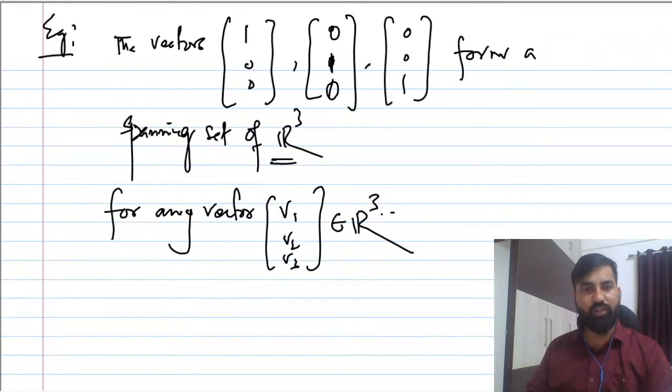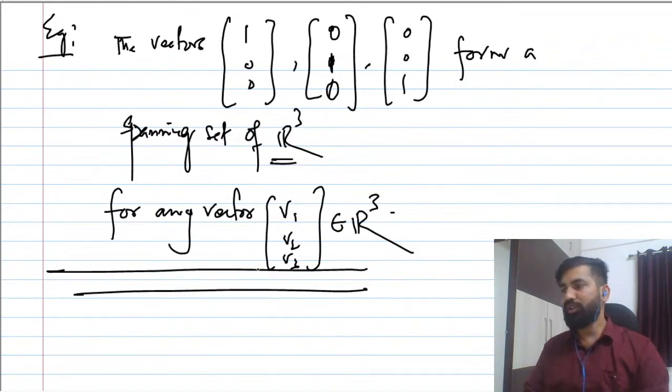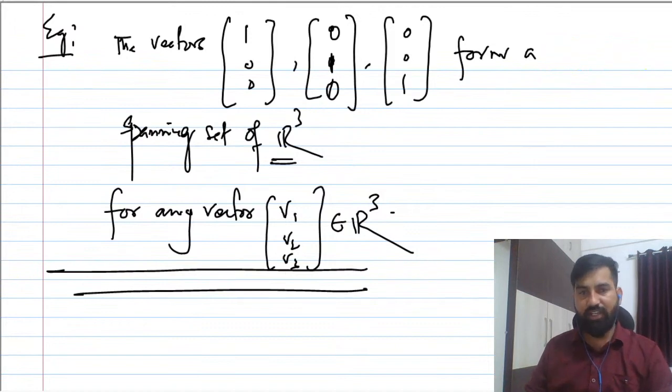That vector belongs to R3, right? Okay. So you can always write these v1, v2, v3 as a linear combination of these vectors. You should be able to write that. Okay, so I'm just going to write here.